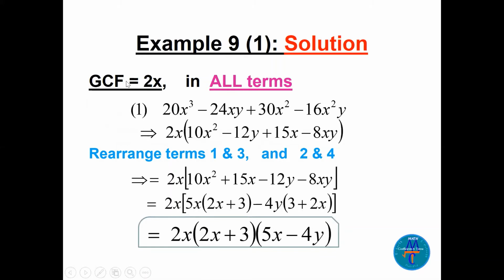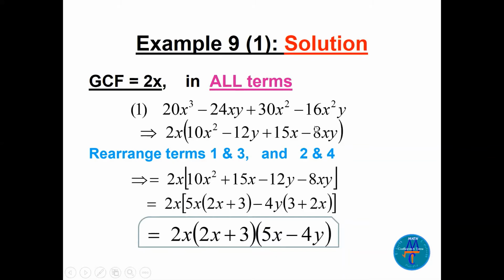Now, is there a GCF? As I explained before, GCF is greatest common factor in all terms. Remember, 20, 24, 30, 16. Is there a common in all? X cubed, xy, x squared y. Yes, there is 2x. I have to take it out. First, in all factoring, step number 1, take the greatest common factor out in all terms.